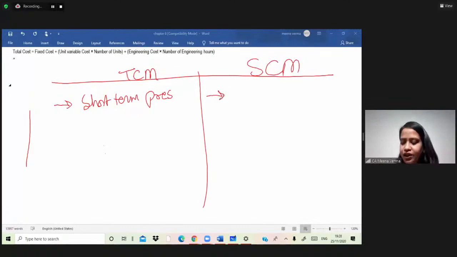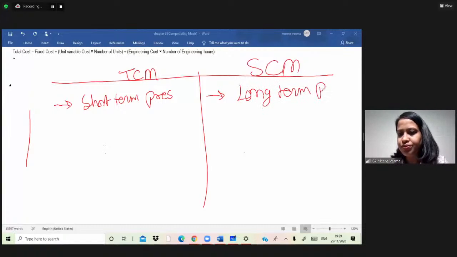Now, we are studying strategic cost management, and we have studied that we are trying to take our decision considering the long-term perspective. We always try to take the decision for the organization considering the long-term perspective. So I think there is a clash, if you are studying strategic cost management and you want to take the decision considering the long-term perspective.